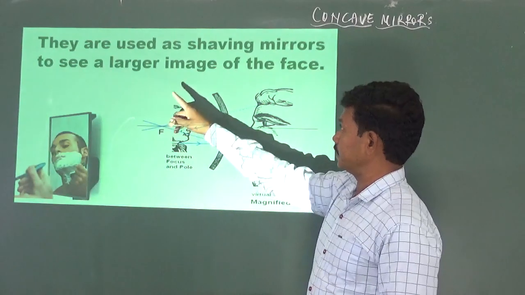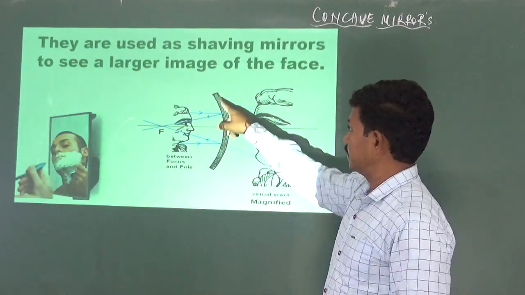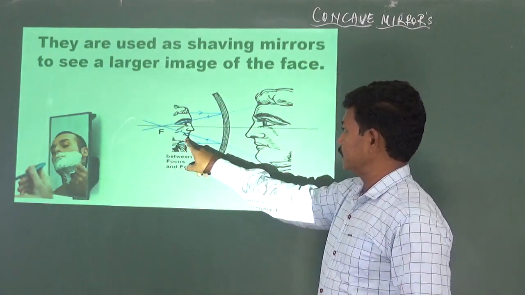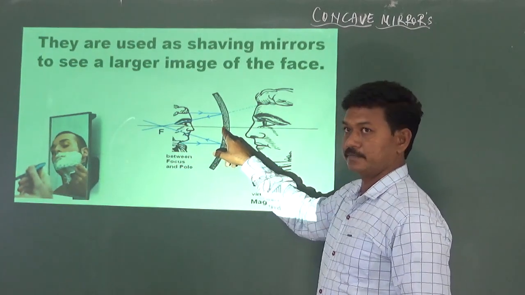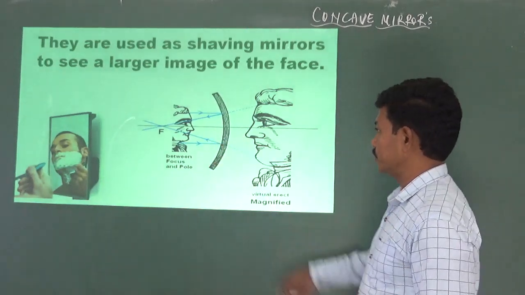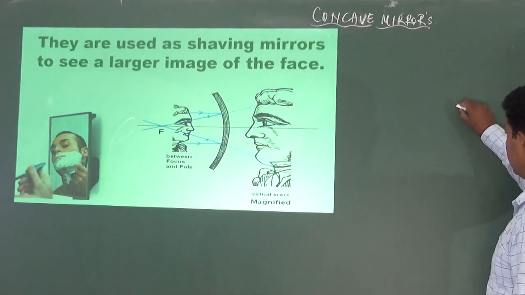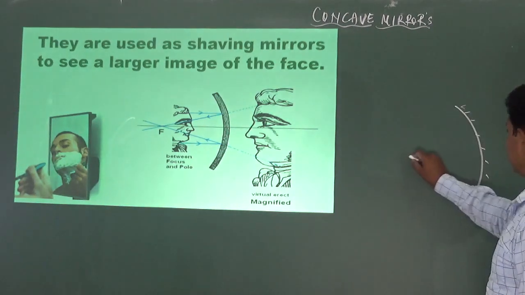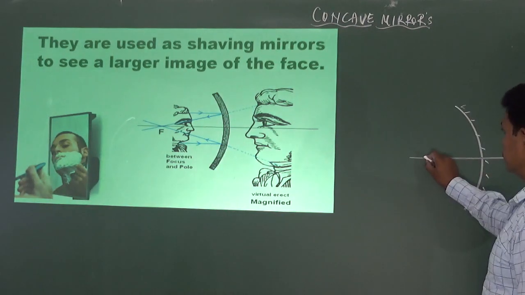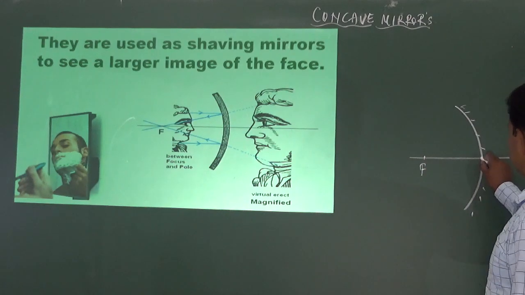Here they are used as shaving mirrors. You can see this is a concave mirror, and the face of the person is between the focus and the pole of the mirror. That's very important, as I told you in the last diagram. When this is the concave mirror, this is the principal focus, and this is the pole of the mirror.